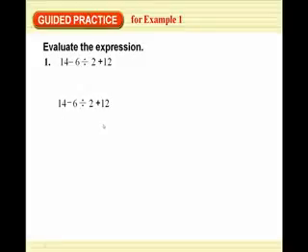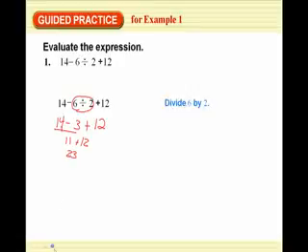Alright, so the guided practice. We have 16 minus 6 divided by 2 plus 12. Following PEMDAS, we know we have to divide before we can do any adding or subtracting, so we've got to do that part first. So it's going to be 16 minus 3 plus 12, since 6 divided by 2 is 3. And this is adding and subtracting, so I go in order from left to right since that's all that's left. So 16 minus 3 is 13, plus 12 is 25. Let me see if I have the answers on here. I don't know if I did it right.